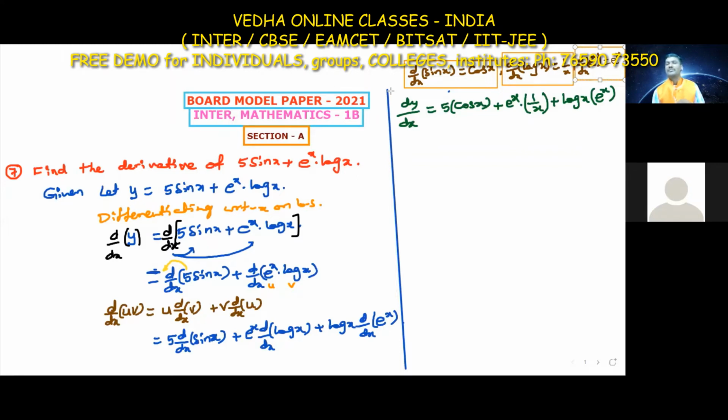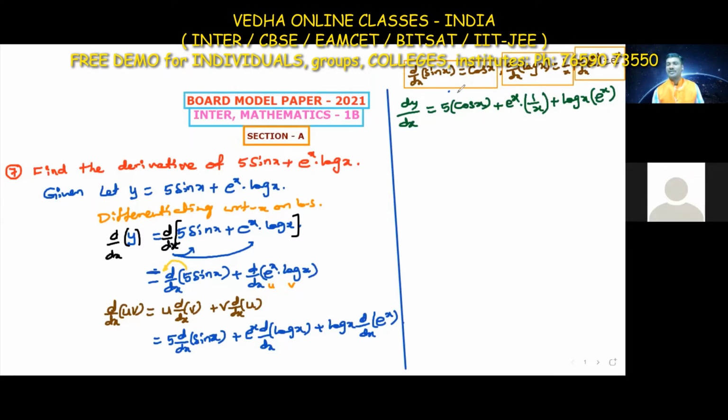Okay, so next, d by dx of e power x is equal to e power x. Okay, repeat again. D by dx of e power x is equal to e power x. Repeat with me. D by dx of e power x is equal to e power x.